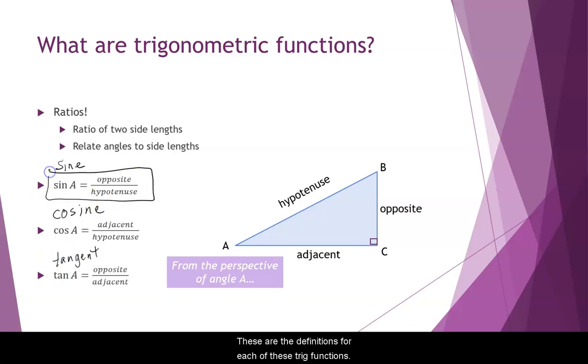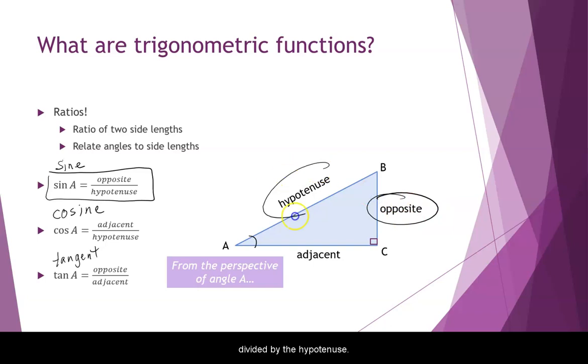These are the definitions for each of these trig functions. The input of the trig function, what we're taking the sine, cosine, or tangent of, is an angle. And what it equals is a ratio of side lengths. So the sine of angle A, from the perspective of angle A here, this is the opposite side. And then the hypotenuse is always just the hypotenuse. So the sine of angle A is the ratio of the opposite side divided by the hypotenuse. That ratio equals the sine of that angle.